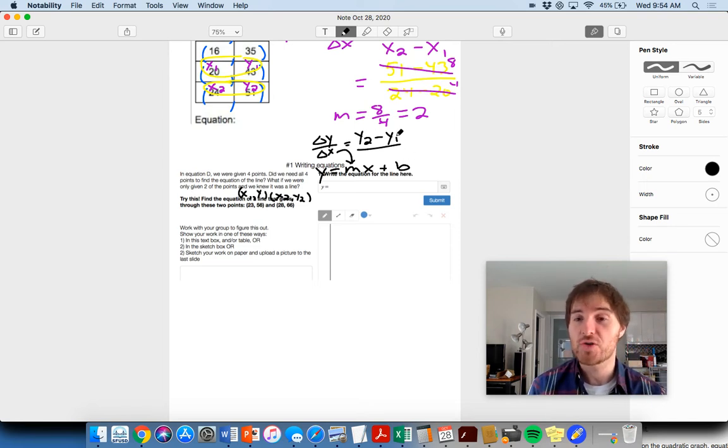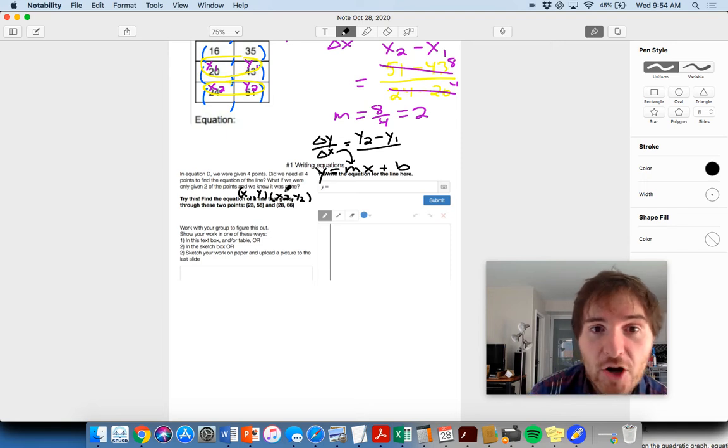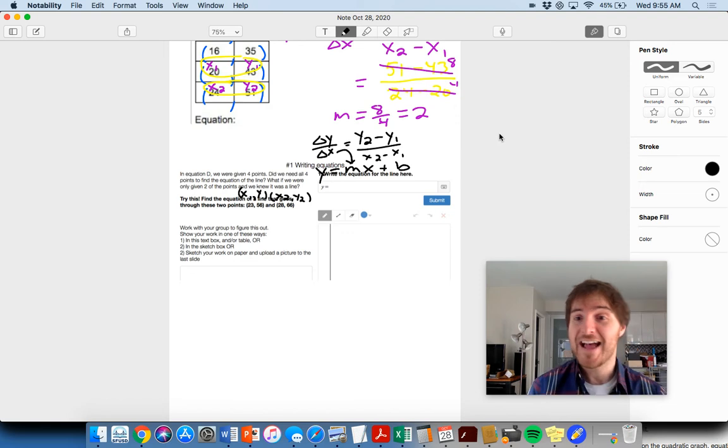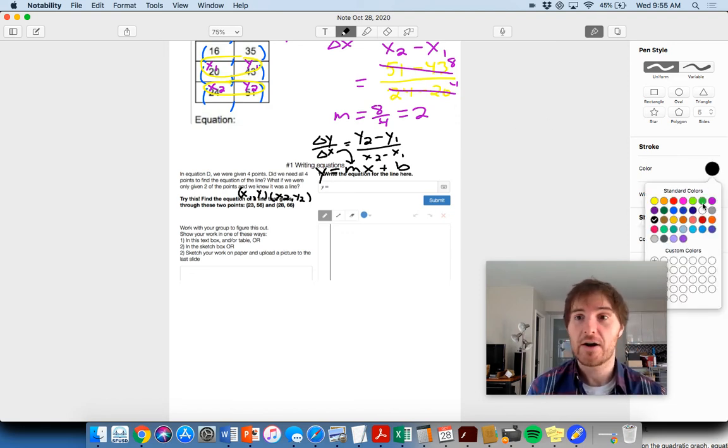And now that our change in y is y2 minus y1, that means our change in x has got to be x2, this is the later x, minus what x originally was, right? So x2 minus x1, and that's how we're going to figure out our slope, okay?